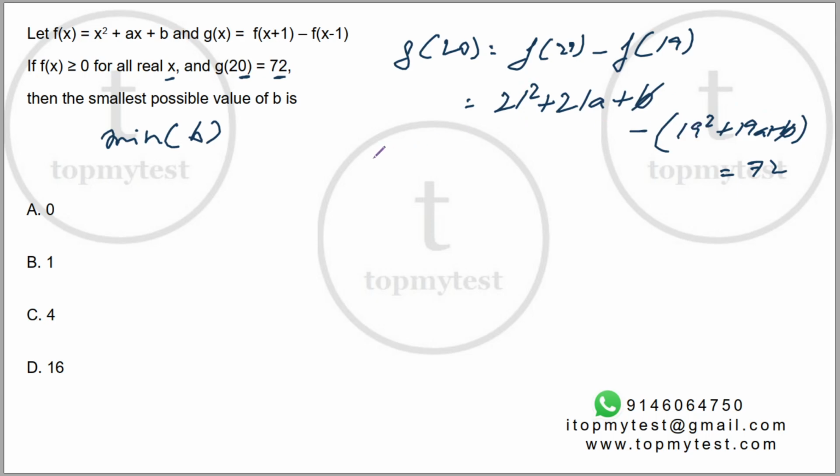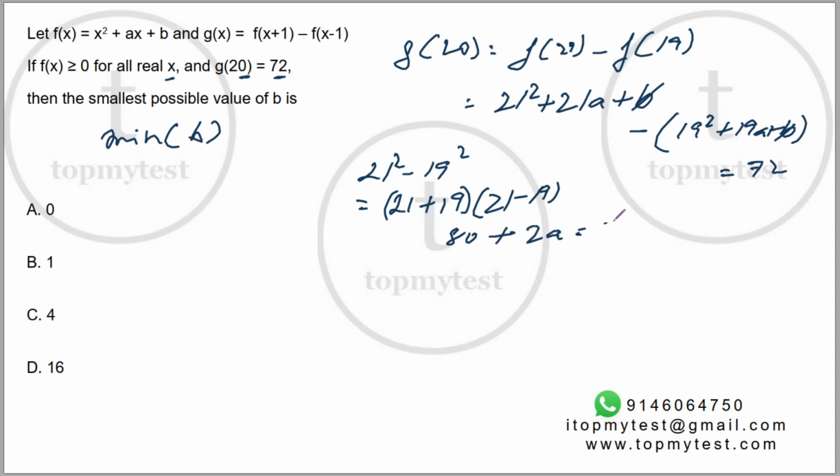21 square minus 19 square, I can do this as 21 plus 19 into 21 minus 19. a plus b into a minus b. So that will be 40 into 2, which is 80. And this will be 21 minus 19, so plus 2a equals 72. So a will be equal to 72 minus 80 is minus 8. Minus 8 divided by 2 will be minus 4. So I know the value of a, but I need the minimum value of b.